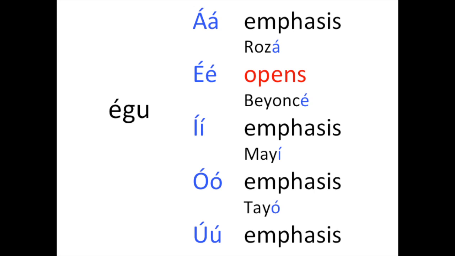We'll skip over to I. I by itself is E. And it's also E with acute, same as the A. And when we hear it in a word, we hear the emphasis on that syllable. So the example here is one of the ways to say corn, which is mayi. Mayi, where we stress the final syllable.